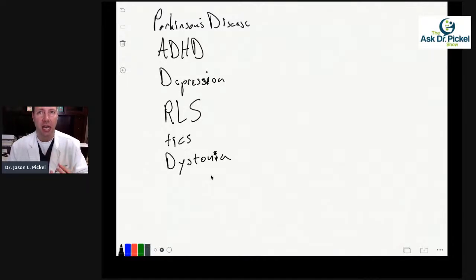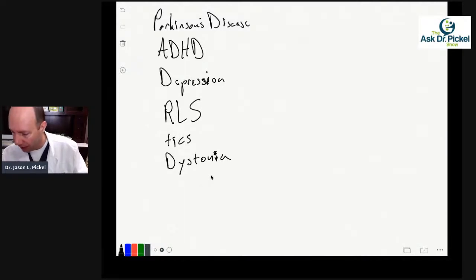Sometimes when you see dystonia, a lot of times you'll see it in the neck and upper back, where maybe a person has a condition called torticollis. Maybe you've heard of that. There's a bunch of other types of dystonia also, but this again relates to dopamine.